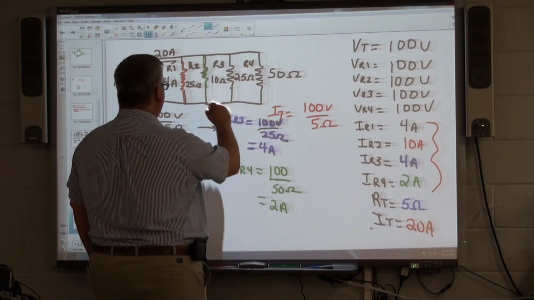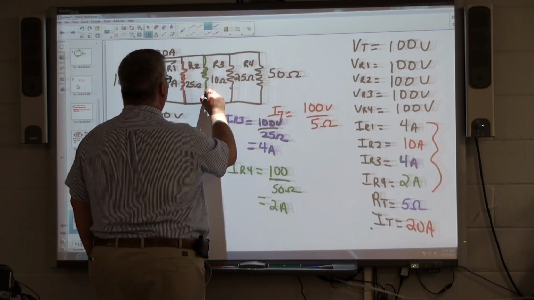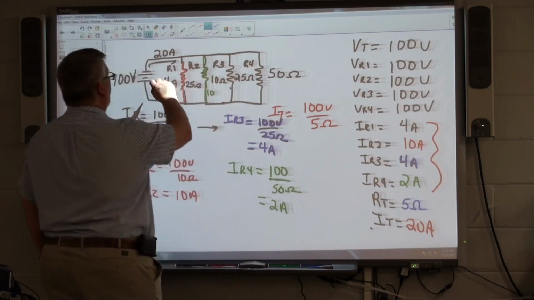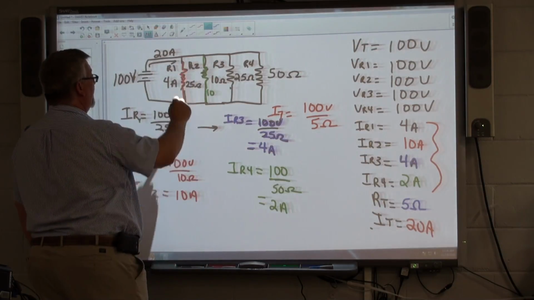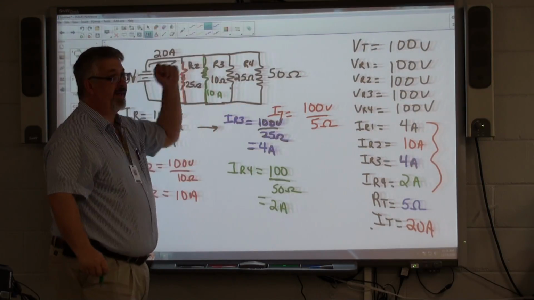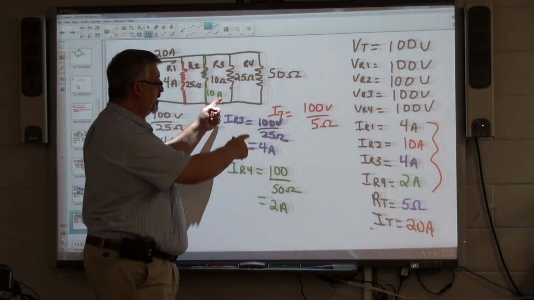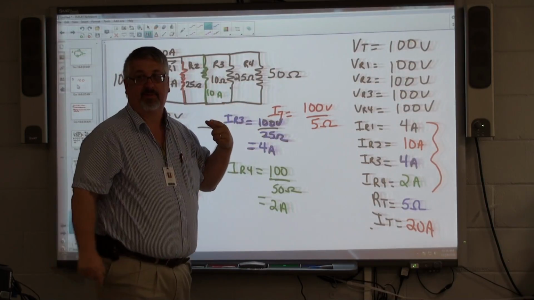I'm going crossways, is what's happening, I guess. All right, so IR2 is 10 amps. Right here we said we had 16, right? 10 just went away. If I were to put an ammeter right there, what would I have? 6. And that adds up because my last 2 are 4 and 2.